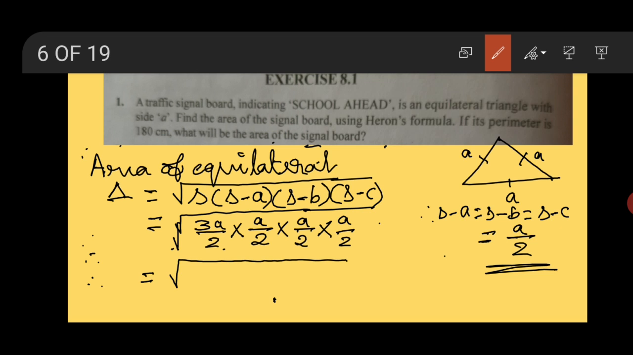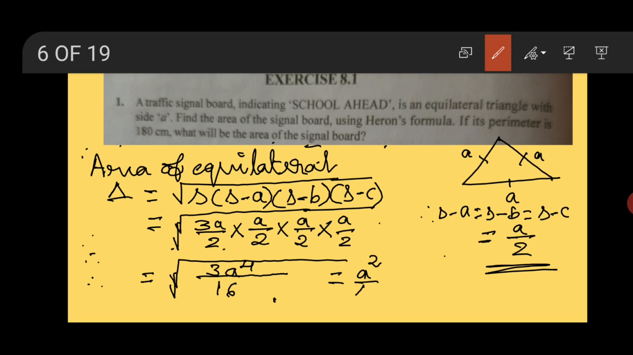You will get the square root of the product of numerators, 3A into A into A into A, which is 3 into A power 4, divided by 2 to the 4, that is 16. So this will be the answer. On simplification, you will get the square root of A power 4. What is the square root of A power 4? It is equal to A square.